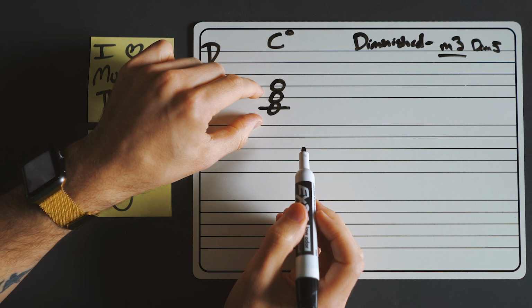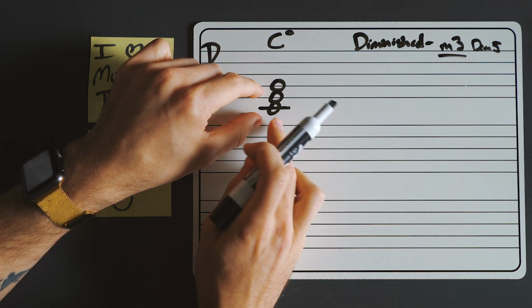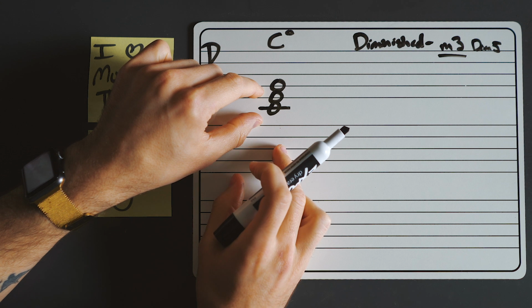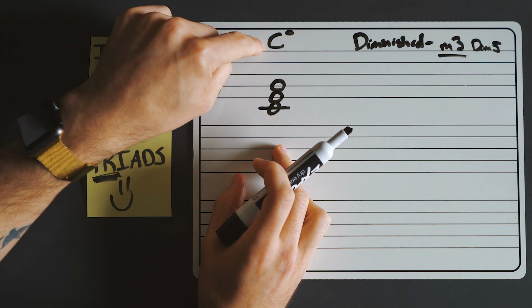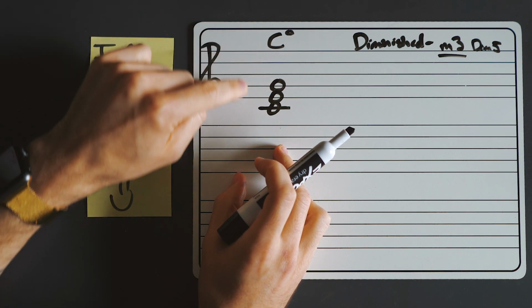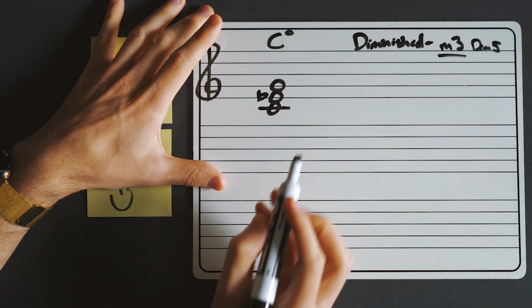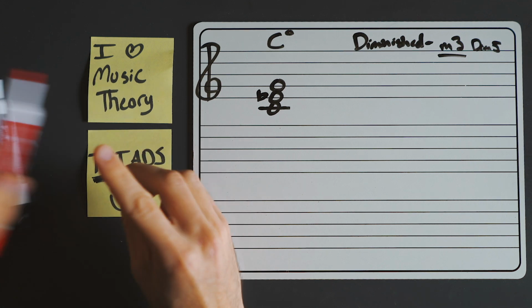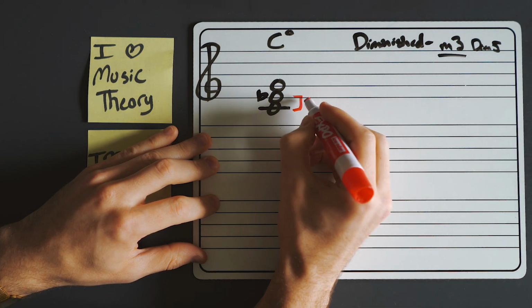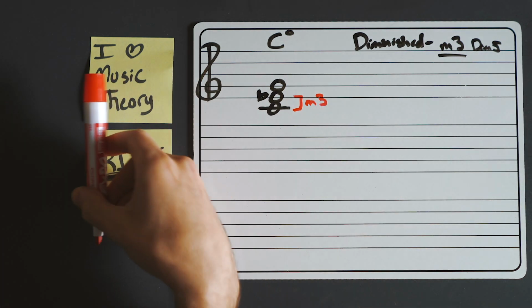To make that smaller by 1/2 step, I could either raise the root up 1/2 step, but then this would make this C sharp, and that changes my chord altogether. So we need to lower the third to E flat. That gives us a minor third. So here we go. Boom. Happy old minor third interval there.